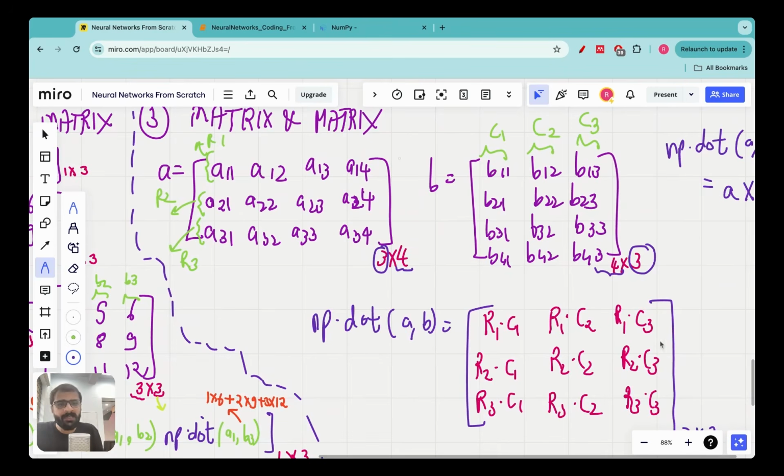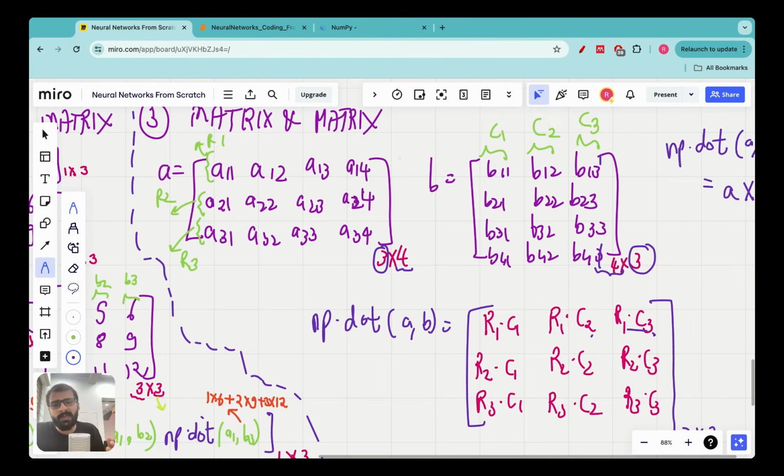So look at the resultant matrix. The first element of the resultant matrix is the dot product between the first row and the first column. The second element of the resultant matrix is the dot product between the first row and the second column. And the third element of the resultant matrix in the first row will be the dot product between this R1 and C3, which is the third column.